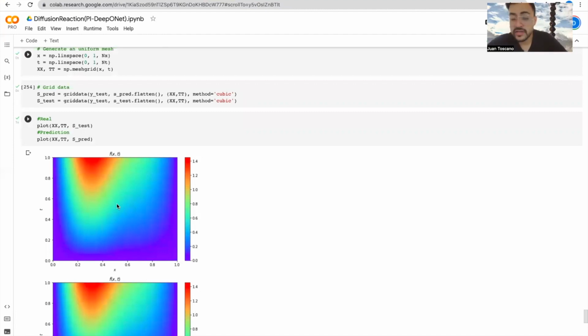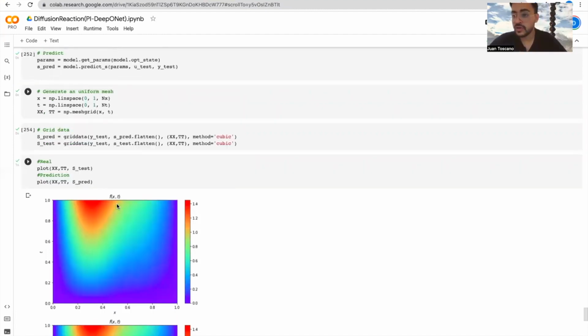Remember that this partial differential equation was parameterized by u. So every time we change u, we change the solution. But we could also have made a DeepONet that is parameterized by the coefficients of this equation. Remember that this equation was parameterized by the diffusion coefficient and the reaction rate. And that would be all.